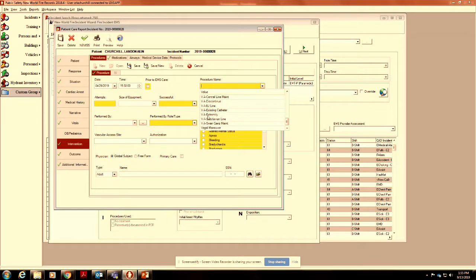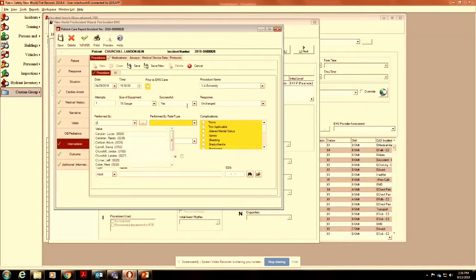So the one you'll almost always want to use is VA extremity, venous access extremity. Now, this is one that gives some confusion, and so we're hoping to clarify that. Attempts should always be one because you're going to document each attempt at the IV separately as a separate procedure. You're going to document the size of the equipment, whether it was successful or not, and then the response. Typically, that's unchanged with an IV since it's not really an intervention that's intended to merit a response.